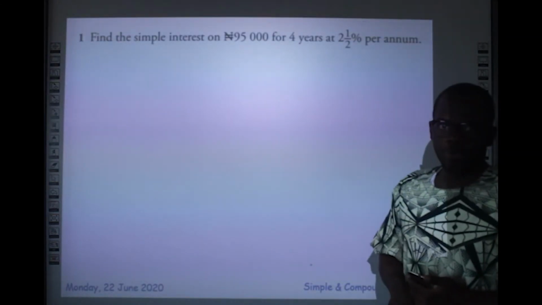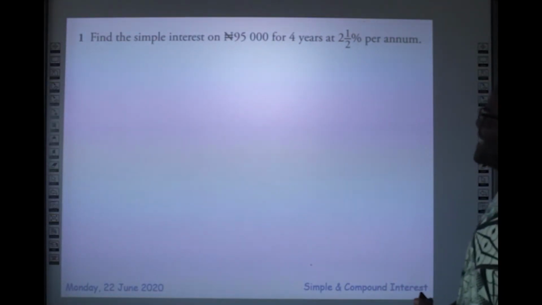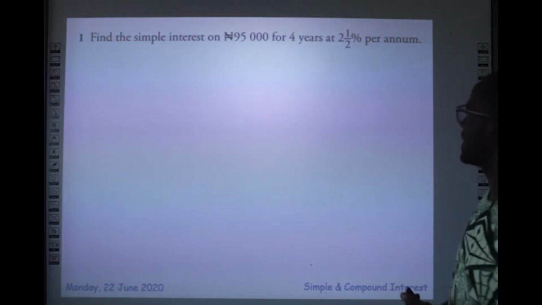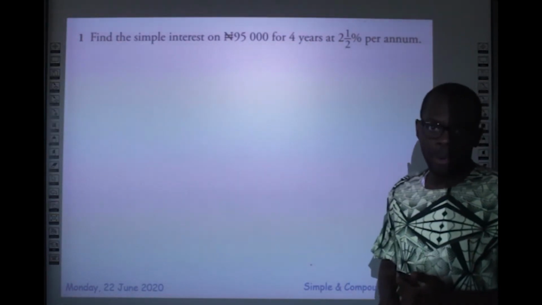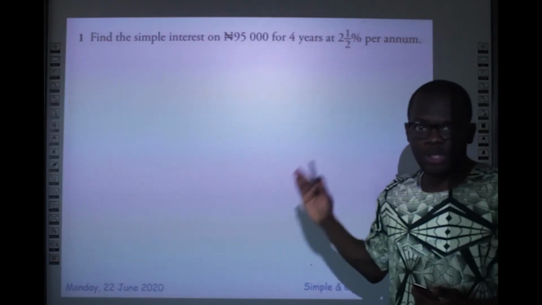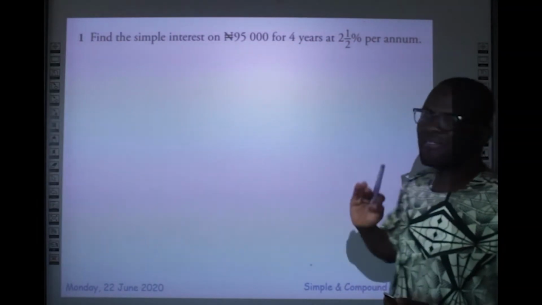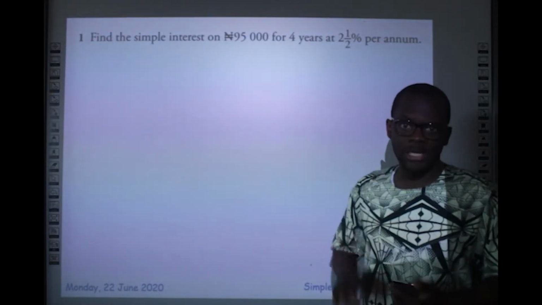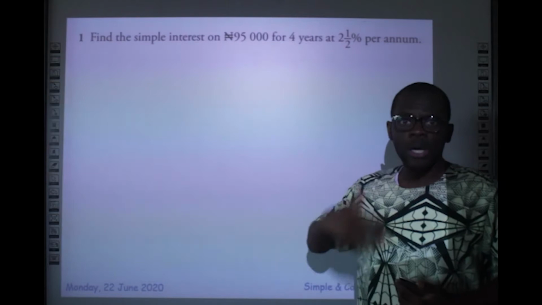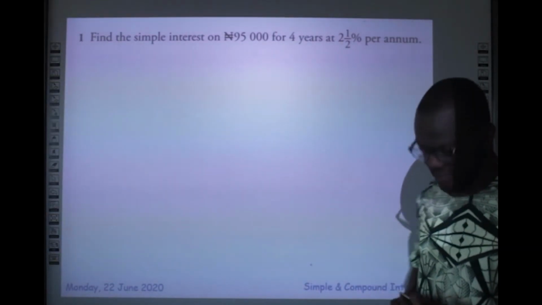Now that's question one. Question one reads, find the simple interest on 95,000 naira for 4 years at 2.5% per annum. Okay, now this is simple interest, and I want to believe most of you, if not all of you, should not have any problems when it comes to calculating simple interest. But I will refresh your memory to bring everyone to the same level.